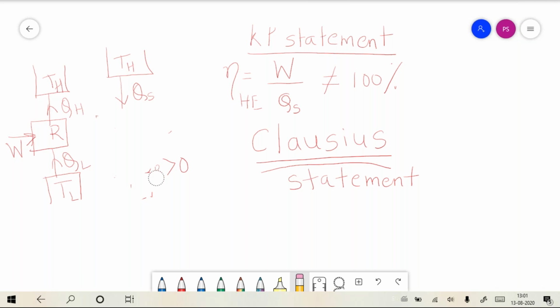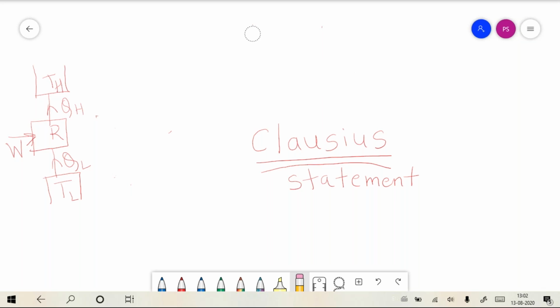We are understanding the refrigeration system because I want you to understand the Clausius statement of the second law, which has to do in a way with the refrigeration system. We have all seen a refrigerator, and you know that in the freezer section of the refrigerator you are getting the cooling effect.